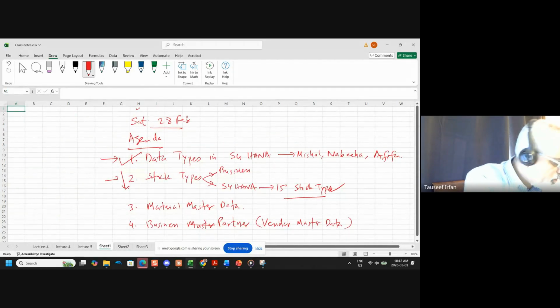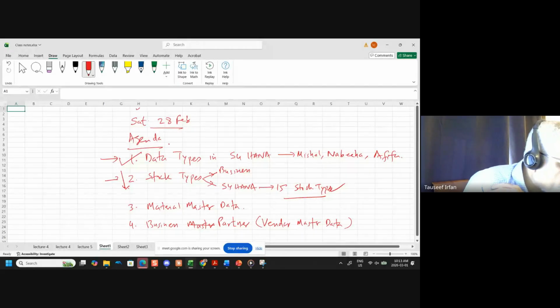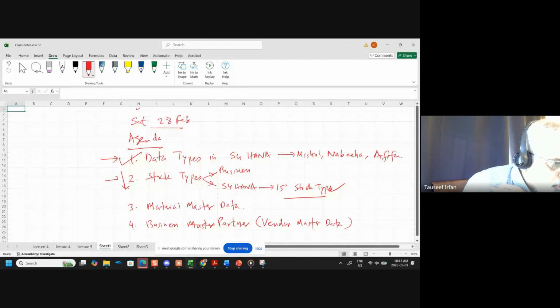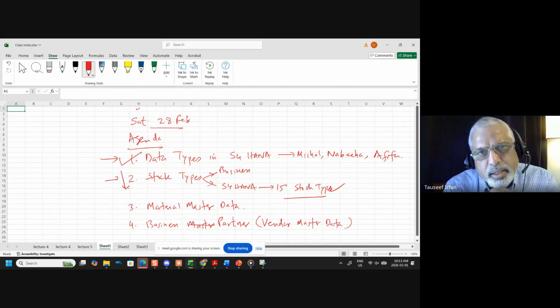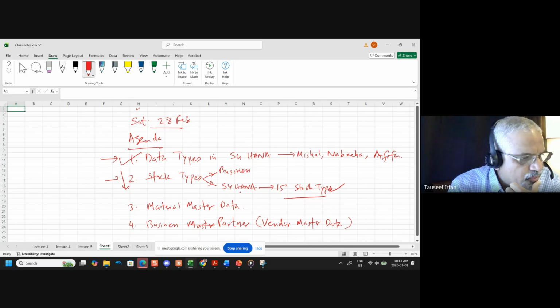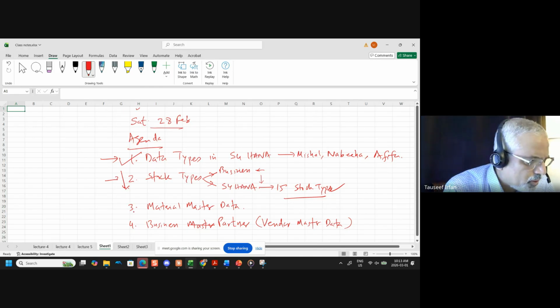So I think the agenda was somewhere here. Yeah, this is the agenda we are following from yesterday. We finished the data types yesterday, presented by Michelle, Nabiha, Afifa. Stock types we started discussing yesterday. We're going to complete that. We need to understand the stock types in business and in S4 HANA. So we started the discussion yesterday, first in business, then we will go and understand that in S4 HANA. Then we will start today the material master data.